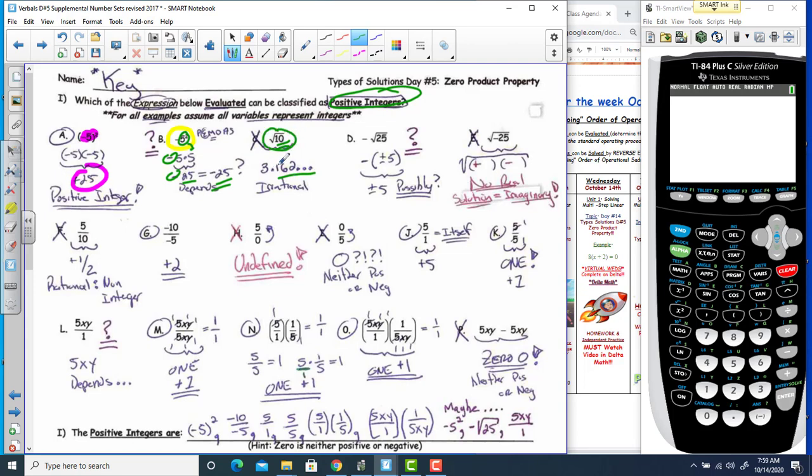3 and 162, and the ellipsis means goes on forever and doesn't repeat, is irrational, non-terminating, non-repeating. Therefore, it is not a positive integer. Letter D, when you take the opposite of the square root of 25, this gets a little weird later on in the year, but for now, you can assume that that is negative 5, and that would not be a positive integer. Later on, it might depend.